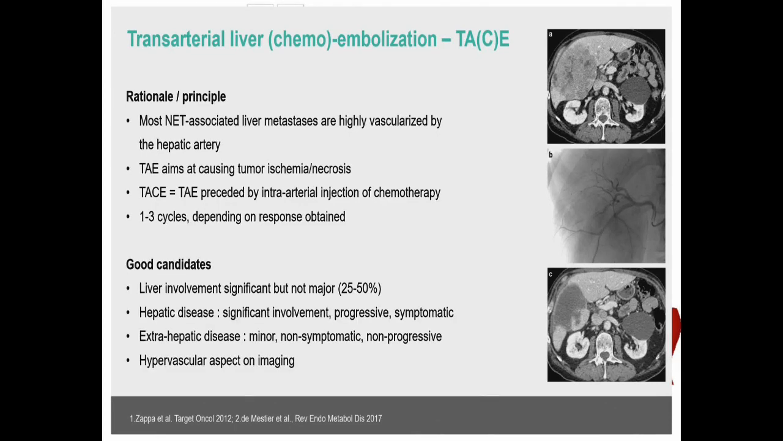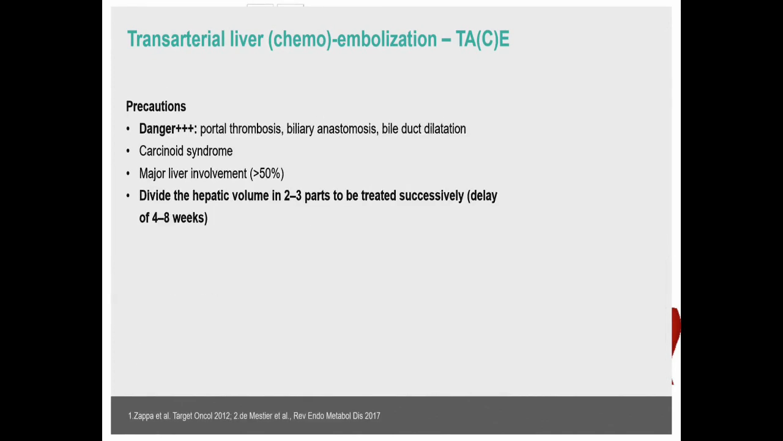Who are the good candidates for embolization? People with significant but not major liver involvement, 25 to 50% of the liver parenchyma. Those patients who have symptomatic and progressive liver disease. Of course, as you will not treat extrahepatic disease, this extrahepatic disease should be absent or limited. And as in most cases, the better the metastases are vascularized, the higher the response rate you can expect.